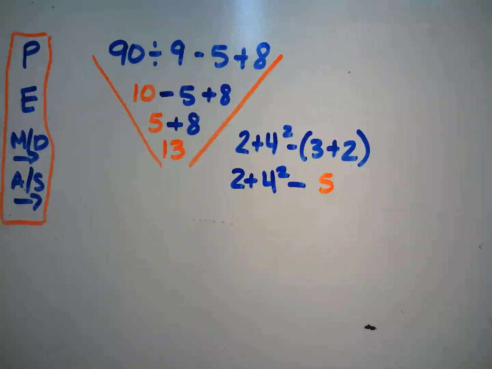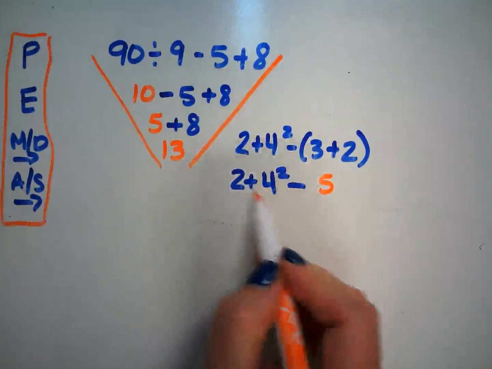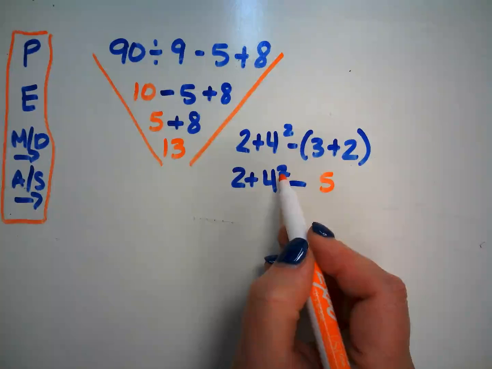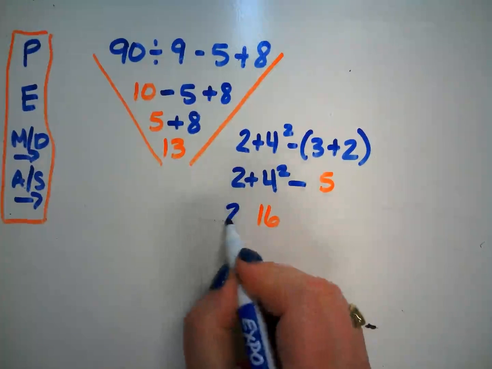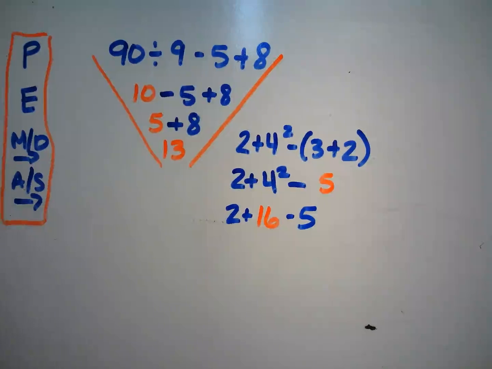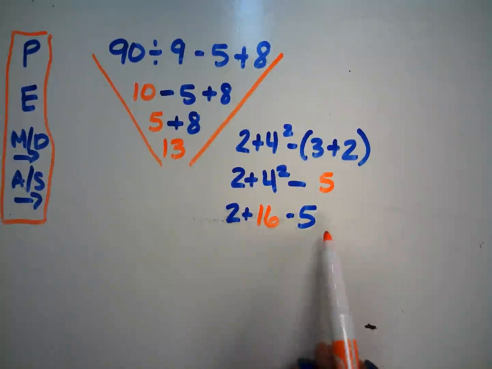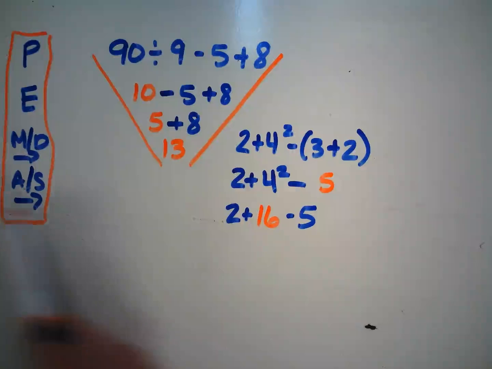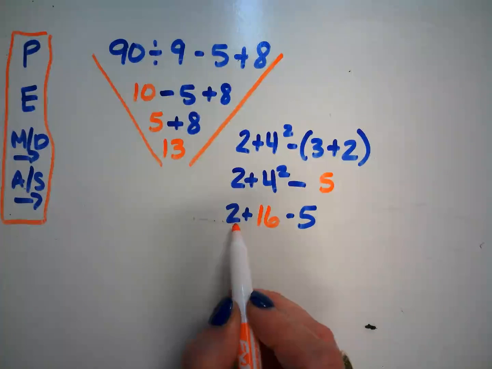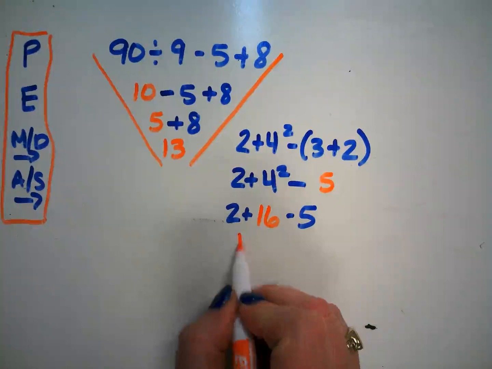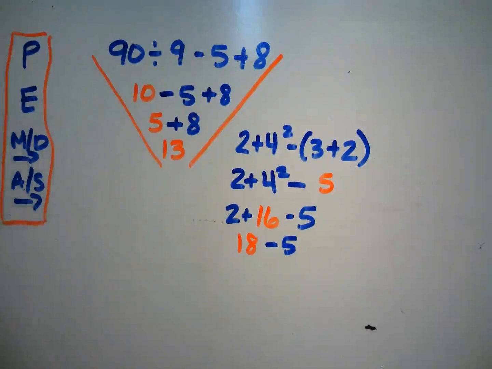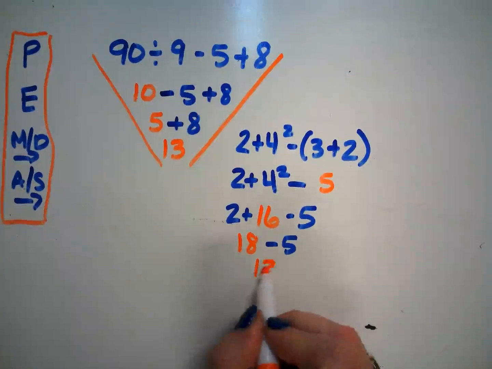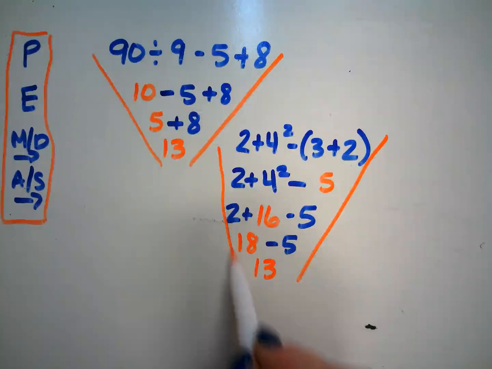Now we go on to the order of operations. It says exponents. Well, we've got one of those. 4 squared means 4 times 4, which is 16. Everything else stays the same. Then we do addition and subtraction, because that's what we got left, from left to right. So we're going to start here. 2 plus 16 makes 18, and we still have to subtract this 5. And when we do, our final answer is 13. Again, we've made that nice little funnel.